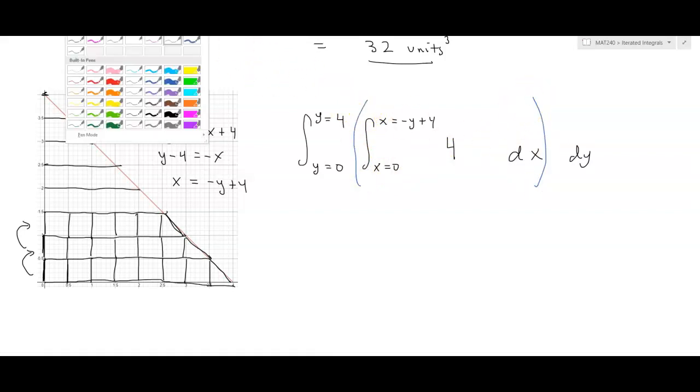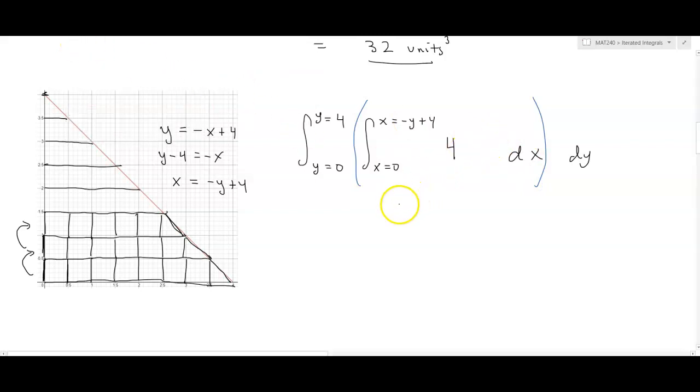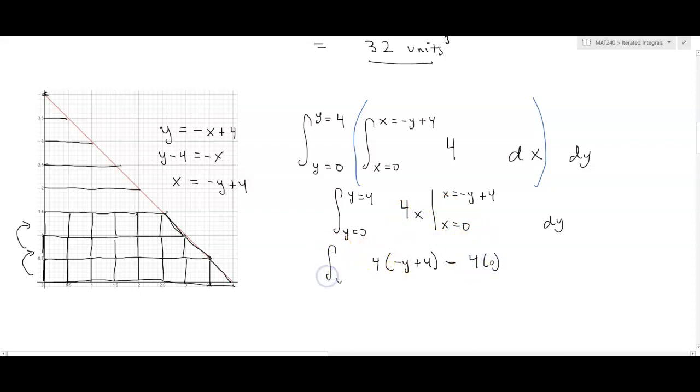So we want to integrate 4 dx, which is 4x, and that's going to be evaluated from x equals 0 to x equals negative y plus 4. And then, of course, we're going to need to have our outer integral there as well, so that once we're done with the inner integral, we can focus on that. So I'm again going to evaluate 4x at the upper bound, which is 4 times negative y plus 4, subtract away 4x evaluated at 0. And then once I get that answer, I'm going to integrate with respect to y from y equals 0 to y equals 4.